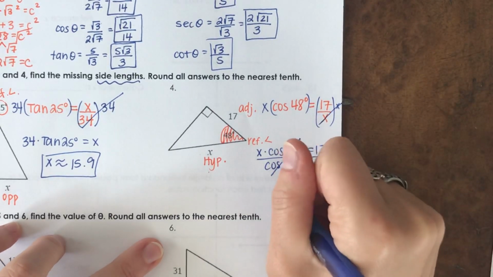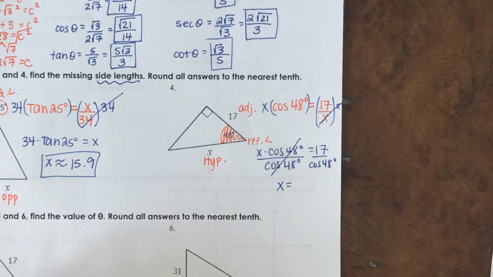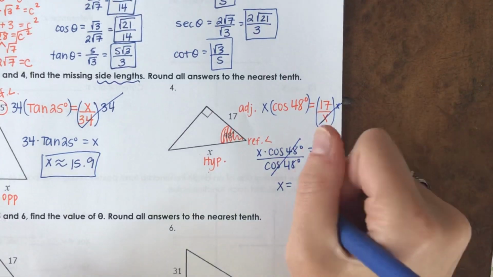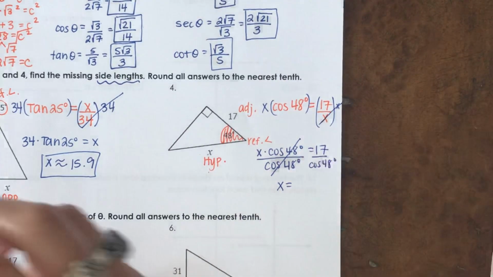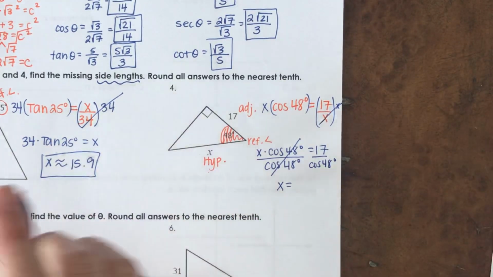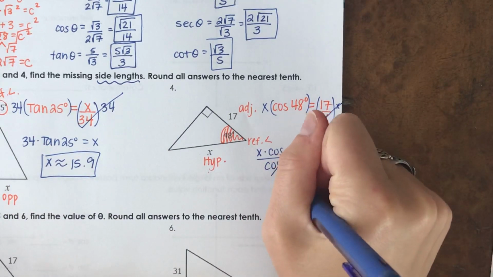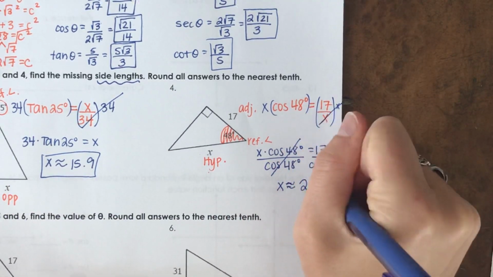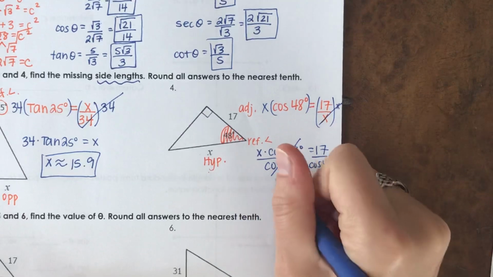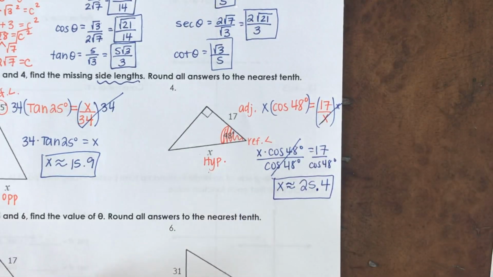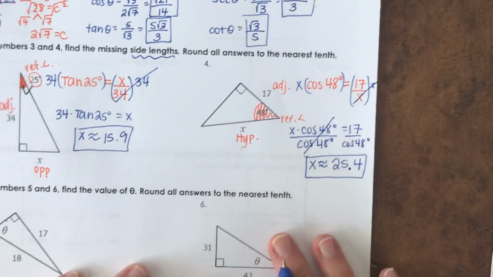Okay, so this is just a problem for my calculator. 17 divided by cosine of 48 degrees. And I get x equals, 17, I said 7, my bad. x equals approximately, we're rounding to the nearest tenth, so it would be 25.4. And I'm finished. Easy peasy.